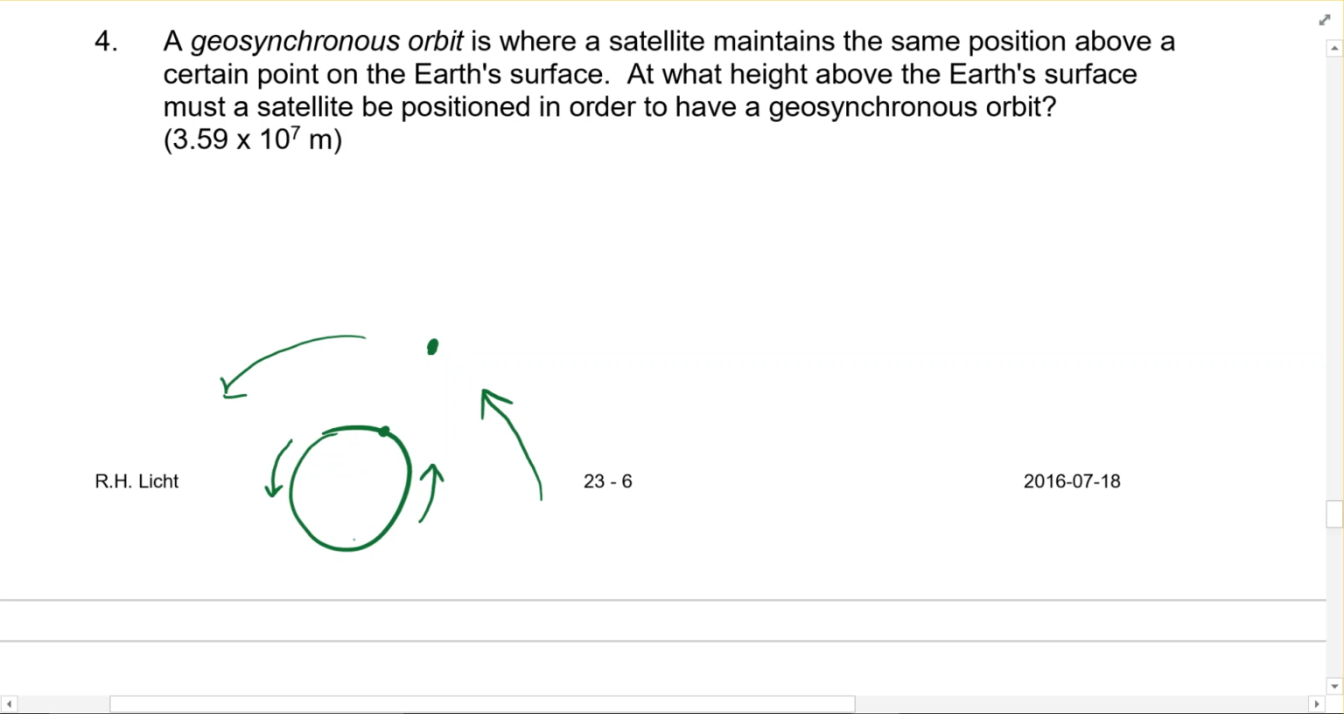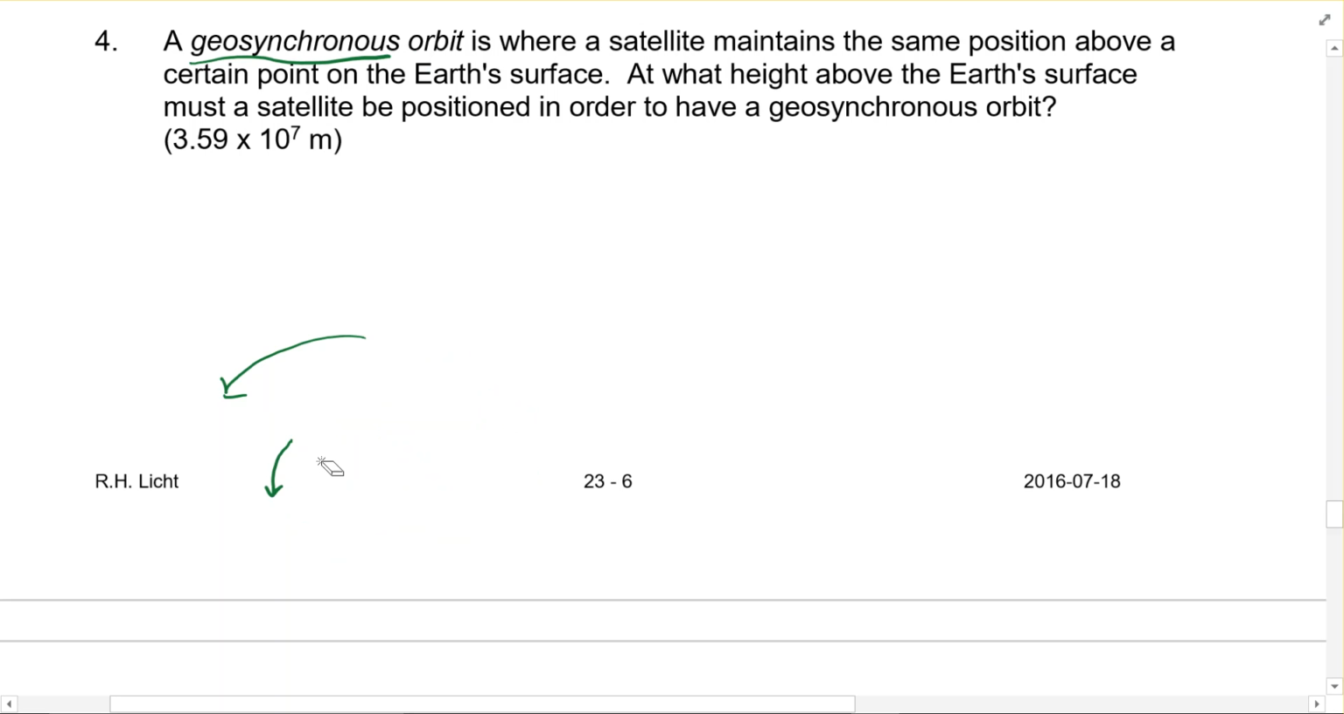Well, it's going to be 24 hours, right? It takes 24 hours for the Earth to rotate once. It's going to take 24 hours for that satellite to rotate once. So whenever you get one of these questions that says geosynchronous, what that means is Earth synchronous, right? Geo means like geology. It means anything to do with the Earth. So geosynchronous means synchronized with the Earth's spin.